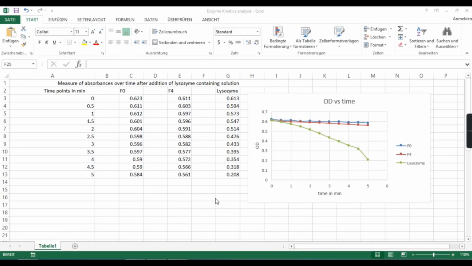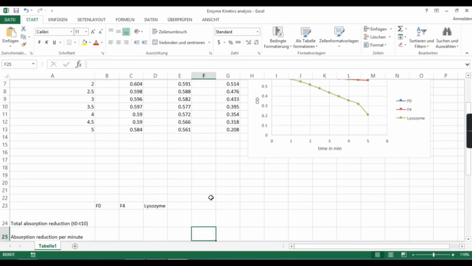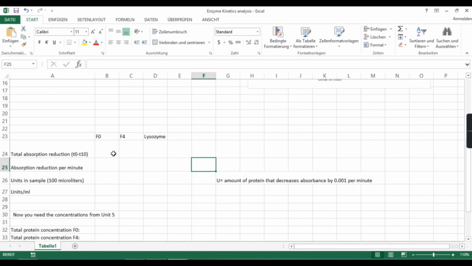When you scroll down, you see I already prepared kind of a table. You start by calculating the total absorption reduction, where you subtract the last OD value from the first. Mine were in the E column, so I chose them. Then you divide this value by 5, as we measured in 5 minutes, but we want the absorption reduction per minute. This value you have to multiply by 1000 in order to get the units in the sample.